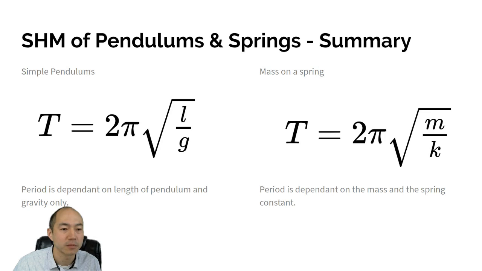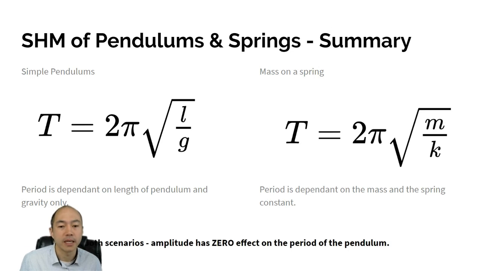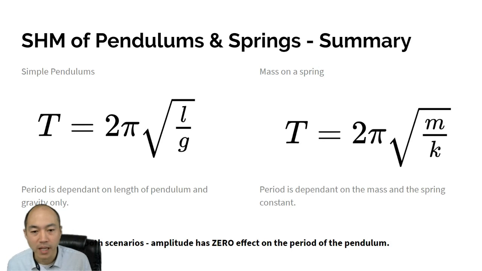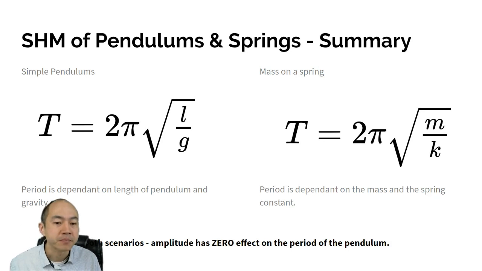For a mass on a spring, what matters is the mass and the spring constant. Sorry. And in both scenarios, amplitude has zero effect, right? So it doesn't matter if it's a big oscillation or a small oscillation. It is exactly the same period.